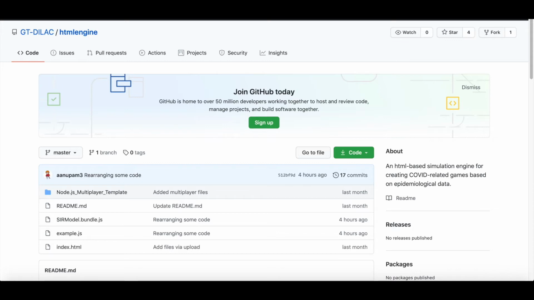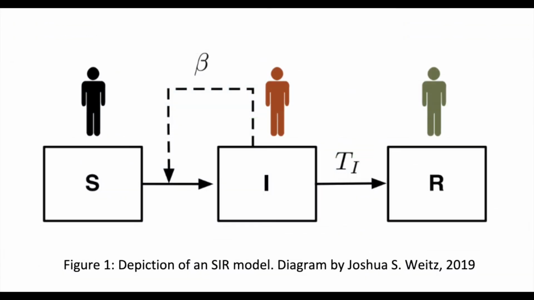I helped make the simulation engine, and this is a short tutorial on how to use our simulation engine when making games or interactive simulations about the COVID pandemic. Before we get into the code, I'd like to briefly describe the epidemiological model at the heart of the engine.